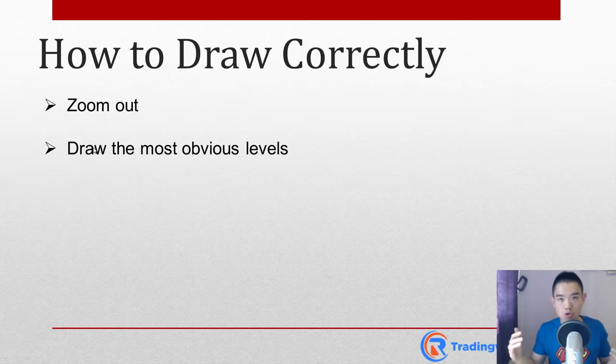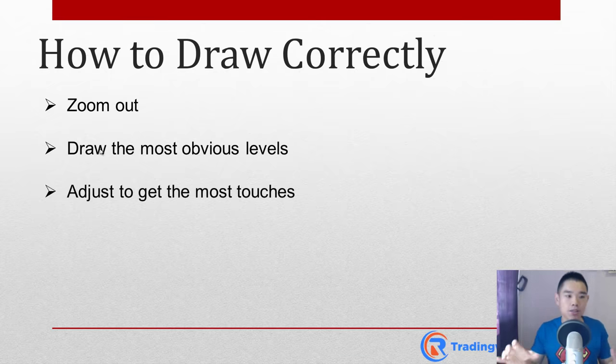Number two, you want to draw the most obvious levels on your chart. If it's there, it's there. If you have to squint your eyes and find the level, it's not there, so just ignore that. And the third thing is you want to adjust it to get the most number of touches. So let me explain using an example, shall we?